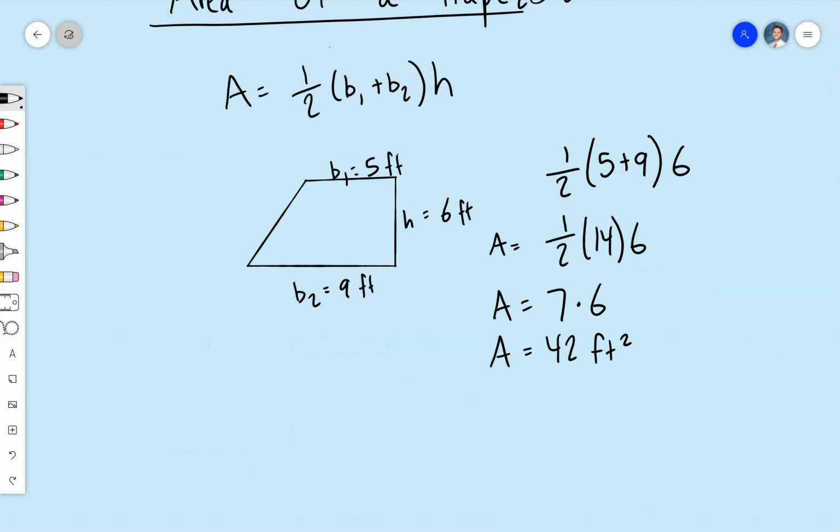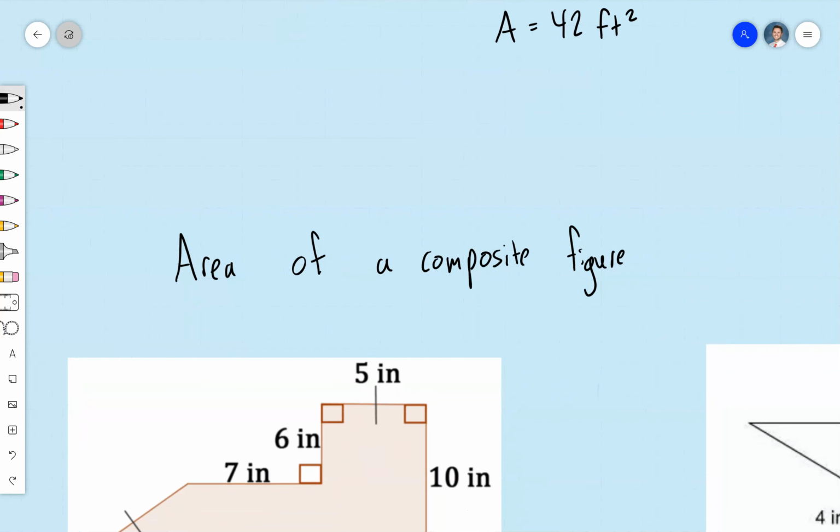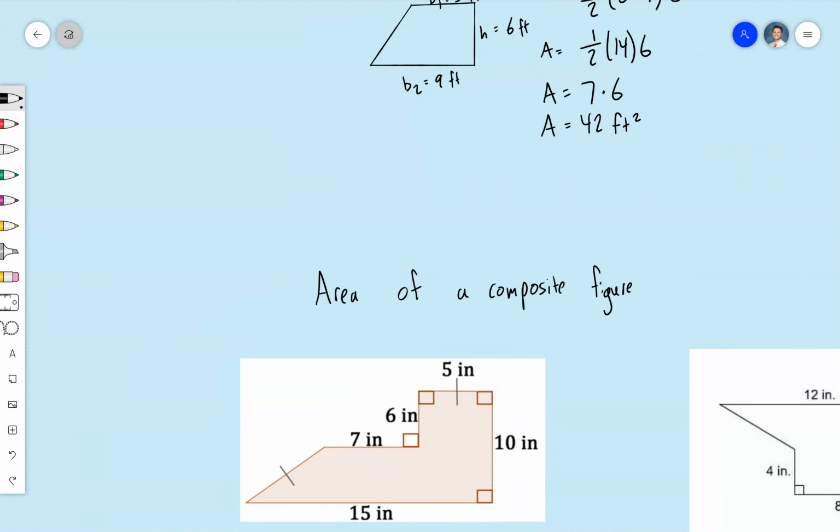Finally, we're going to look at finding the area of a composite figure. Now, a composite figure just means it's made up of multiple shapes. So you'll see here we've got a few different figures and a few different ways we can solve this.